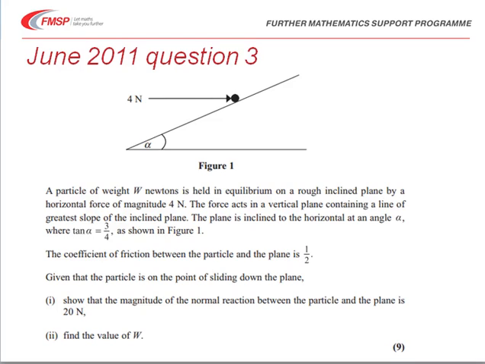We're told that the coefficient of friction between the particle and the plane is a half, and we're given that the particle is on the point of sliding down the plane. So we're first of all to show that the magnitude of the normal reaction between the particle and the plane is 20 newtons, and also then to find the value of W.